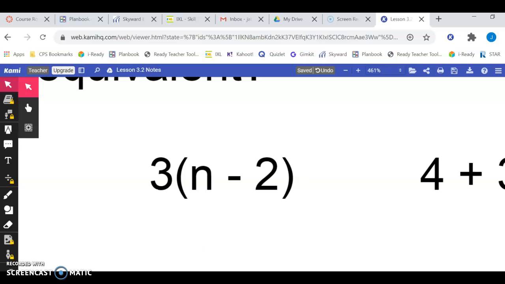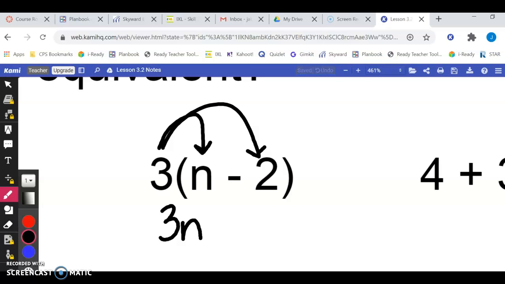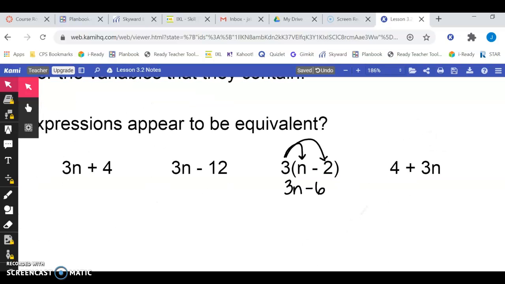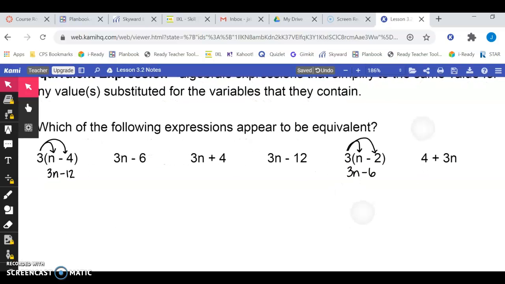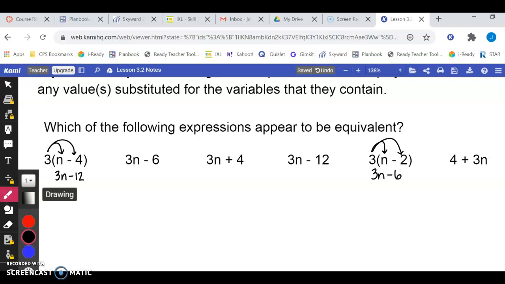This one has the 3 outside the parenthesis again, so I'm going to have to distribute that 3. 3 times n is 3n, and 3 times negative 2 is going to be a negative 6. And then 4 plus 3n is simplified as well. So if I zoom back out here, it asks which of the following expressions appear to be equivalent.